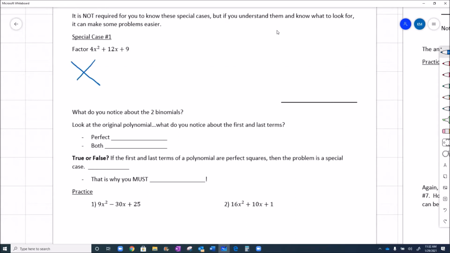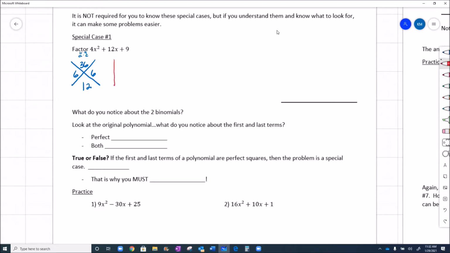So we look at our X-box method. Remember, we're trying to find two numbers that multiply to give us A times C. That's 4 times 9, so we're looking for two numbers that multiply to give us 36 and at the same time add to give us 12. As I look at those two numbers, same sign, positive, 6 and 6. So those are my two numbers that will go in my box.